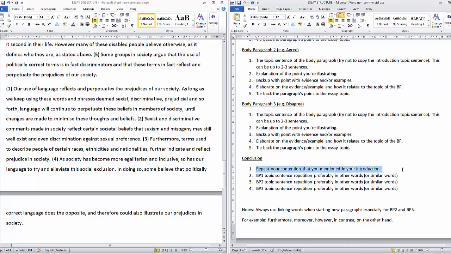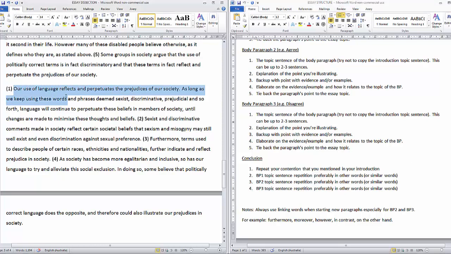Now the conclusion, first part of the conclusion, is you repeat your contention that you mentioned in your introduction. After that, you then literally repeat the topic sentence for body paragraph 1, then for body paragraph 2, then for body paragraph 3, and that is it. So let's have a look here.